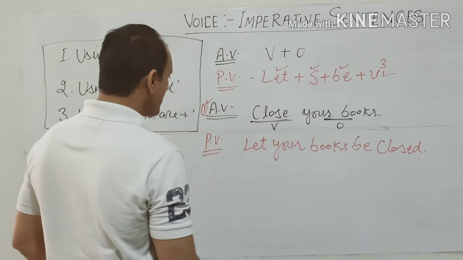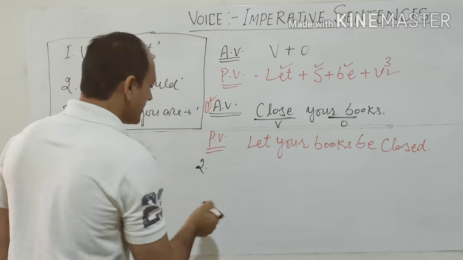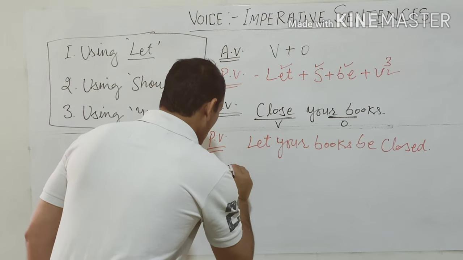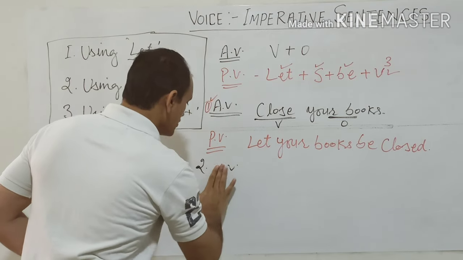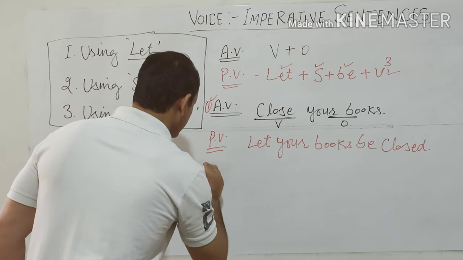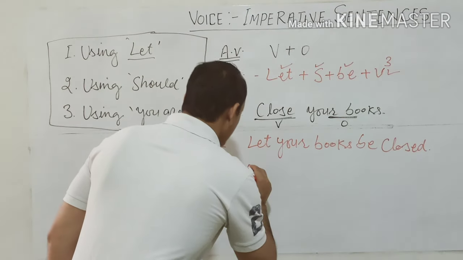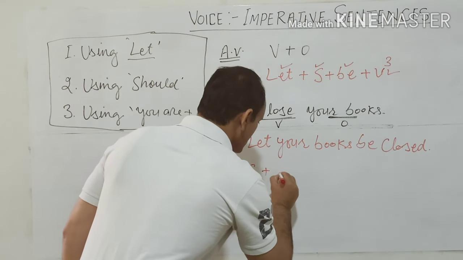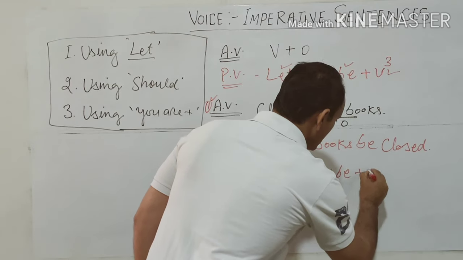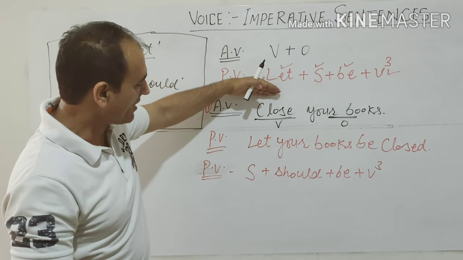So this was formula number one. If we move to number two, it is by using should. So first we'll check and see the sentence structure with this one. Active voice, as we know, I needn't repeat, because it is already written over there, it will remain the same only. So we'll move to passive voice using should. In this case, we'll start the sentence with subject. Subject is followed by should. Should is followed by be. And at last, we put a third form of the verb.